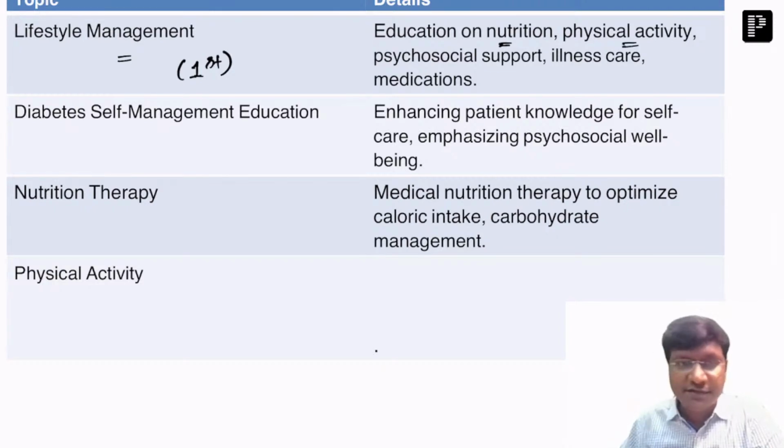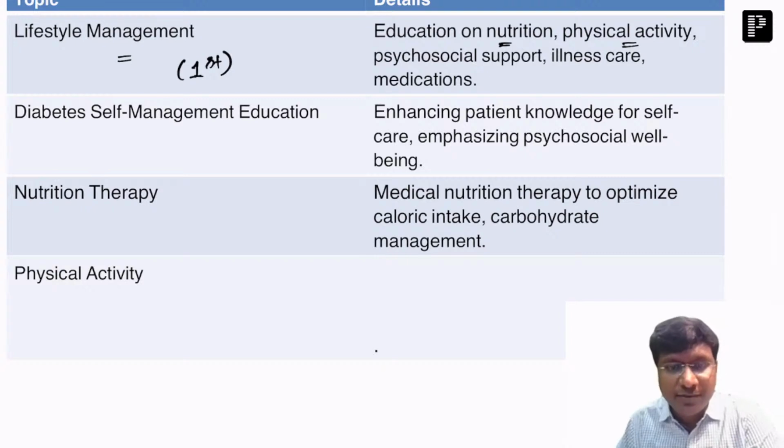Then next important is the physical activity, and how much physical activity is required, I'll be discussing now. Followed by that, the psychological support. Then if the patient develops any acute illness, he needs to take care of that acute illness, and then medications. So this will be in toto the management of diabetes mellitus. And you also need to advise self-management education. The patient has to acquire the knowledge for self-care, and you have to emphasize psychosocial well-being.